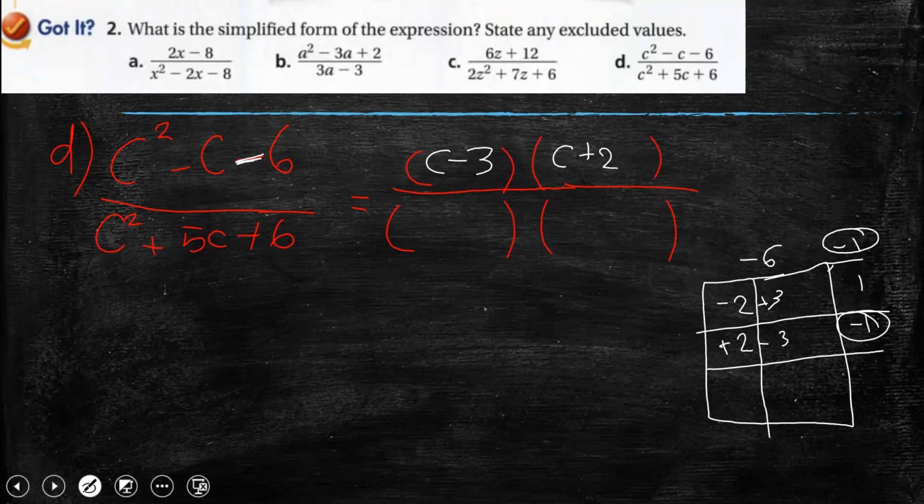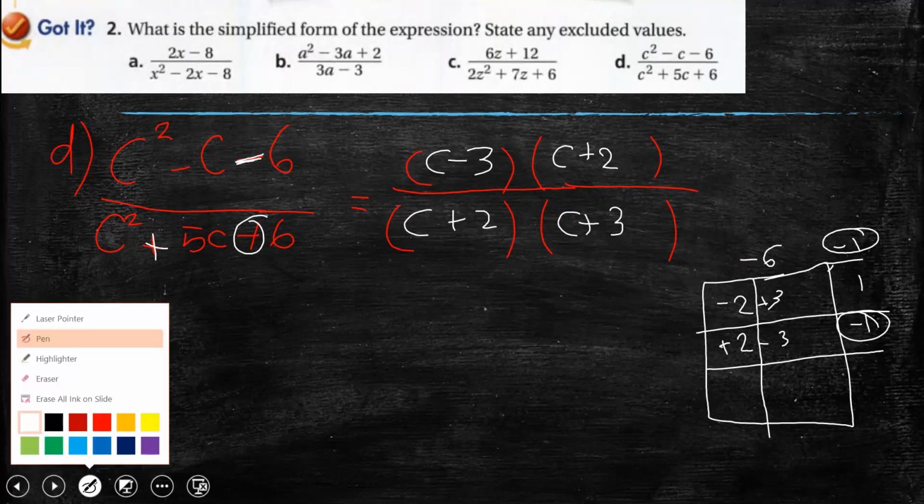Now look at the second one here. Also we have c and c, but we have a plus sign, so that means they are plus in both brackets. Then, two factors that if you add them, you get 5, and if you multiply them, you get 6. They are 2 and 3.